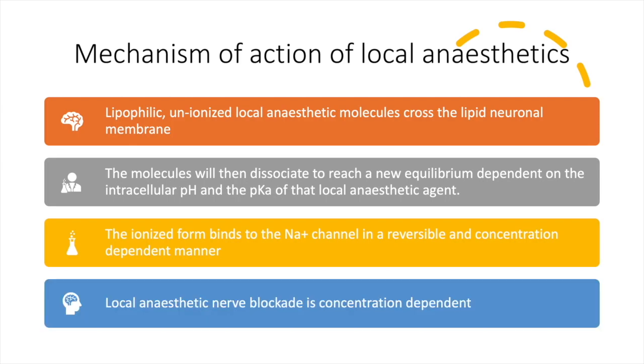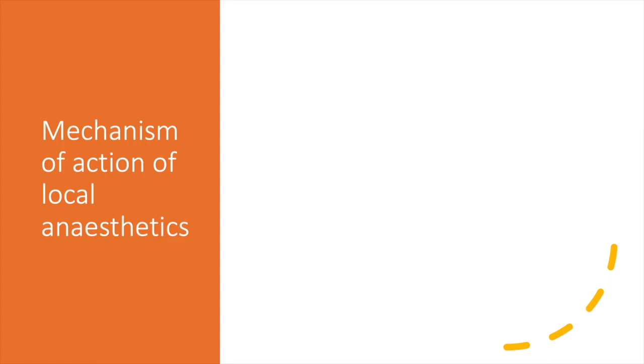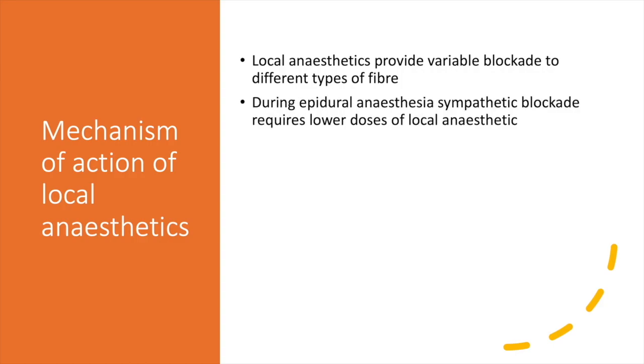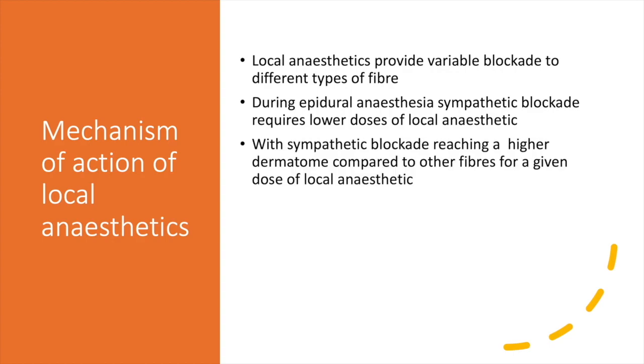So we know that local anesthetics can't discriminate between the different types of fibre, but what they do is provide variable blockade to each different type of fibre. And during epidural anaesthesia, sympathetic blockade requires lower doses of local anaesthetic compared to other types of fibre. And this can be demonstrated because sympathetic blockade reaches a higher dermatome compared to other types of fibre for a given dose of local anaesthetic.